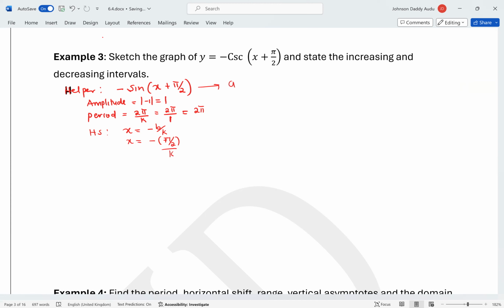Now, how am I getting this? Remember, you just need to compare with a sine of kx plus b plus c, right? So it means k is 1, c is 0, and b is pi over 2. So x equals minus pi over 2 is the horizontal shift. And this means that the graph is shifted to the what? This is going to be to the left. Yeah?